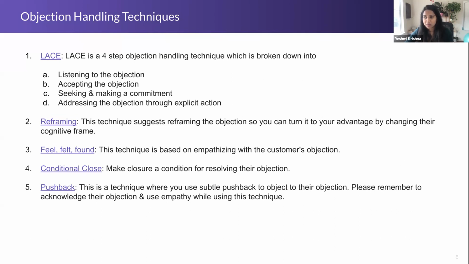And fifth is pushback. So this is a technique useful when you have a lot of facts that you can throw at the customer, right? It's very important to use empathy here, because if not used correctly, pushback can look like arrogance and can kind of deviate you from that trusted advisor status that you want to get with the customer. So make sure, again, you're using empathy here. So these are the 5 techniques we'll be covering, and more techniques are, again, linked here. So there's a lot more. You can go and look at it, right?